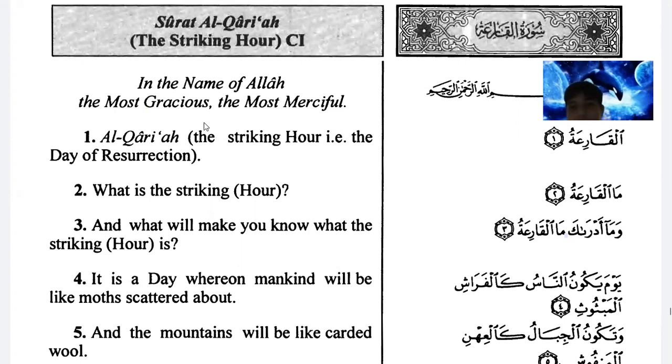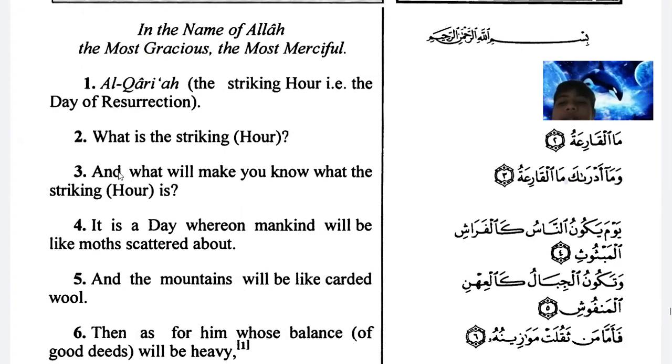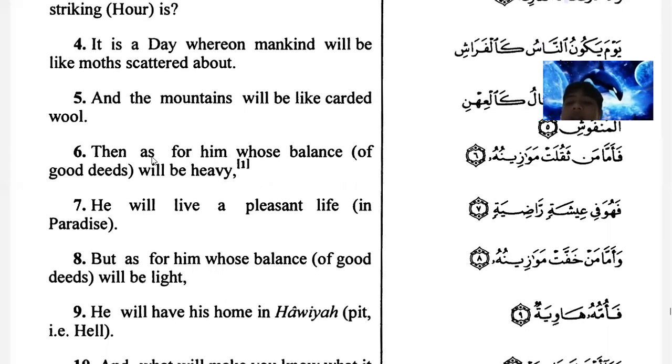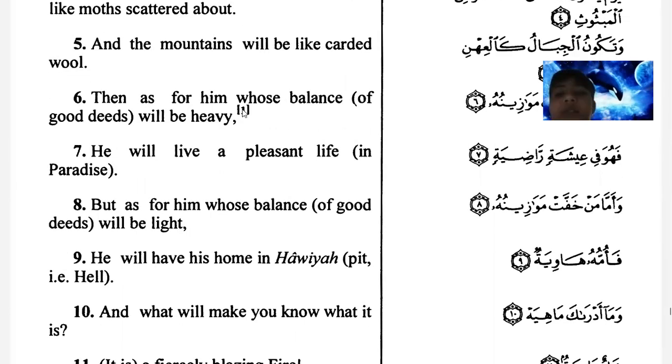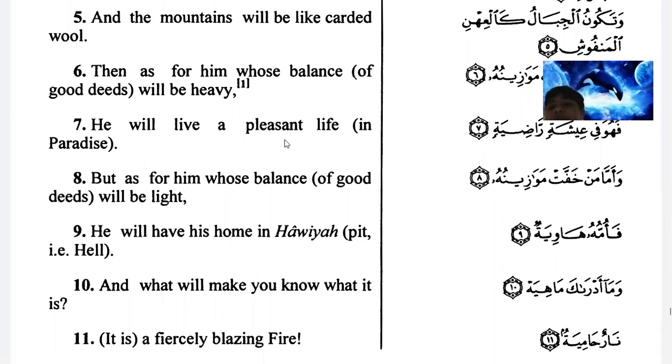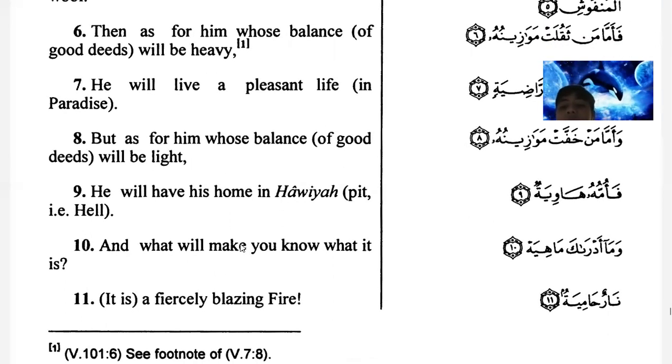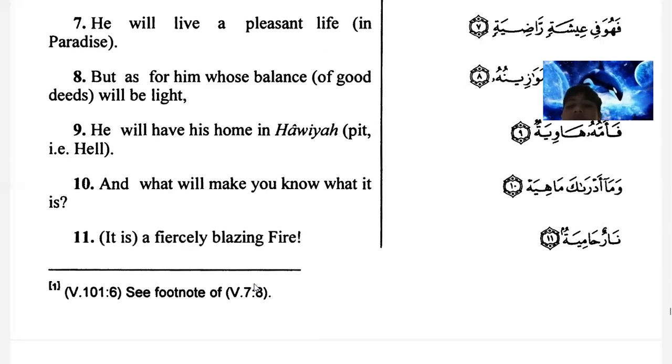In the name of Allah, the most gracious, the most merciful. Al-Qariah, the striking hour, i.e. the day of resurrection. What is the striking hour? And what will make you know what the striking hour is? It is a day when mankind will be like moths scattered about, and the mountains will be like carded wool. Then as for him whose balance of good deeds will be heavy, he will live a pleasant life in paradise. But as for him whose balance of good deeds will be light, he will have his home in the Hawiyah pit. And what will make you know what it is? It is a fiercely blazing fire.